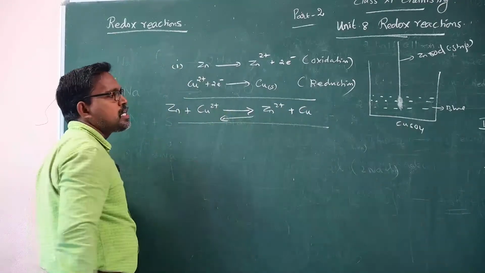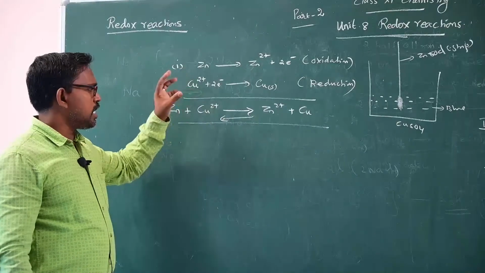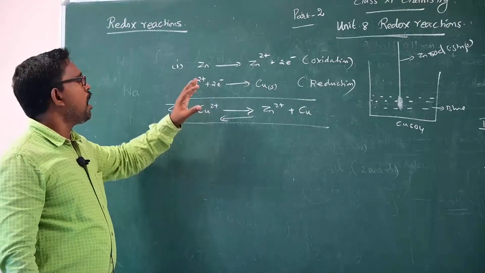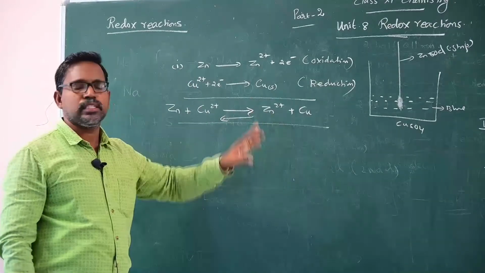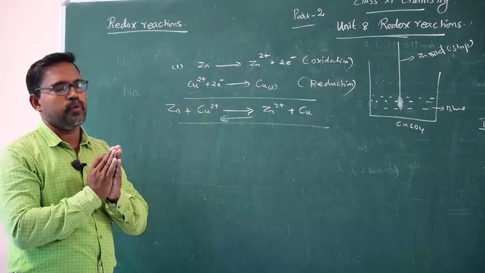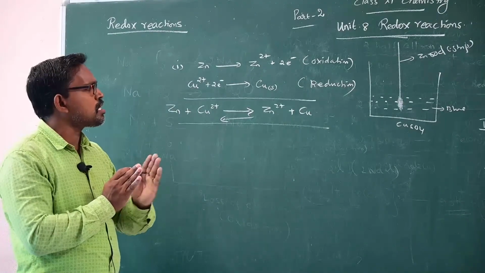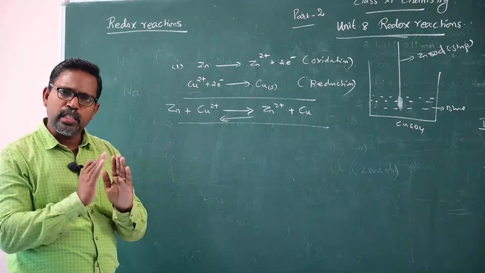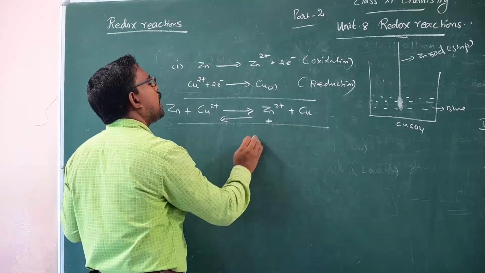It is an equilibrium reaction. Under equilibrium condition, a certain portion of Cu2+ ions as well as Zn2+ ions are present; they exist in equilibrium. So now, how do we know Zn2+ ions are present in the solution? It can be determined by a simple experiment.